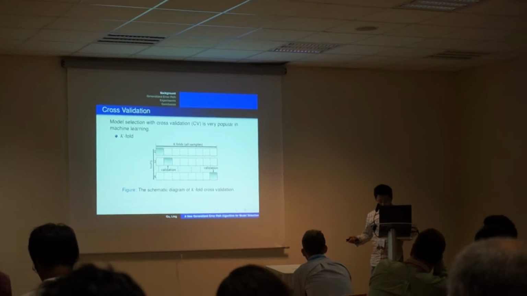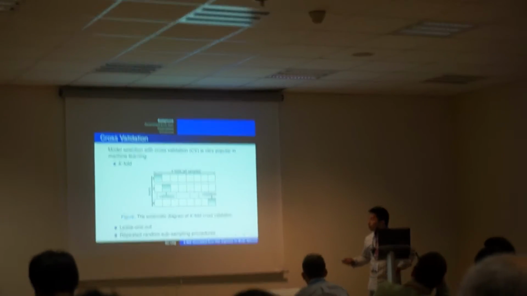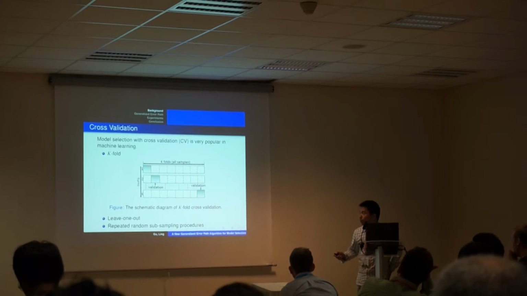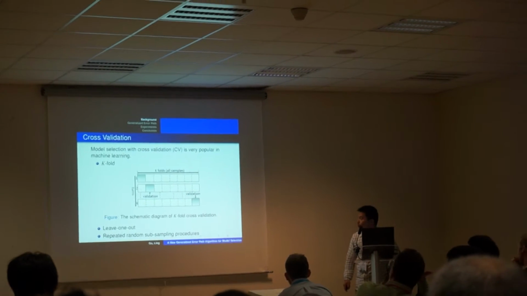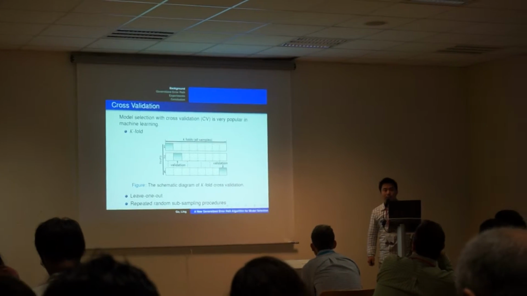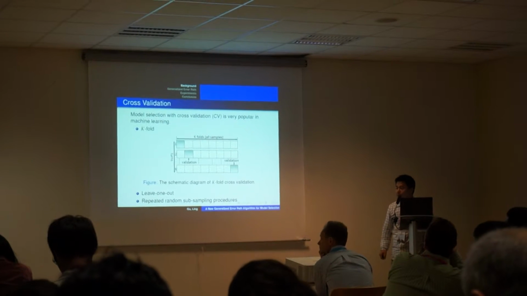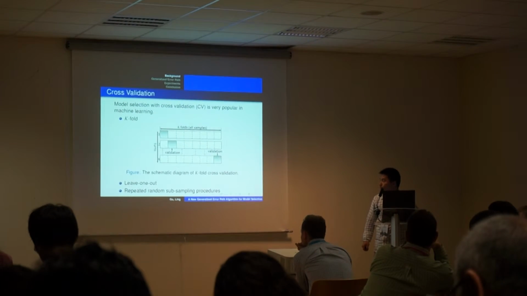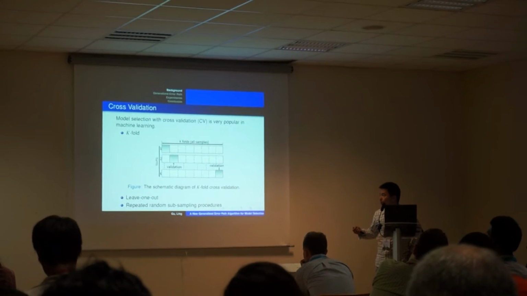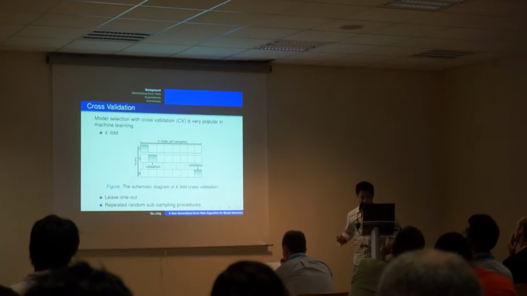If we select one sample as the validation set, this is called leave-one-out cross-validation. And if we randomly select some samples as the validation set and the others for the training data set, this is called the repeated random subsampling procedure.